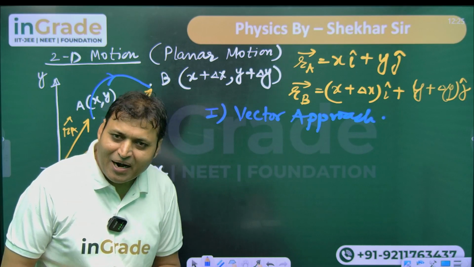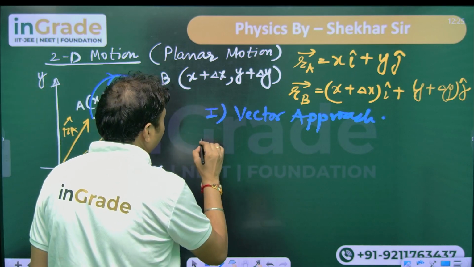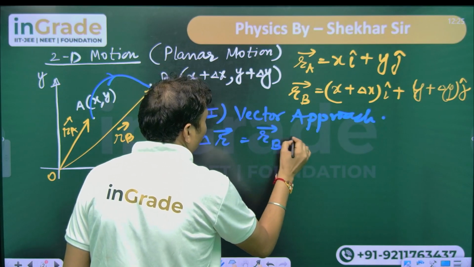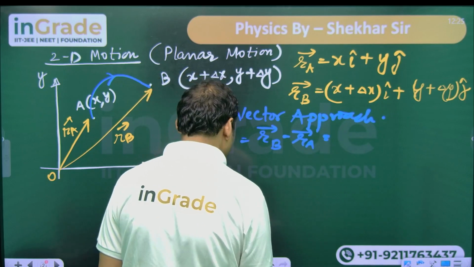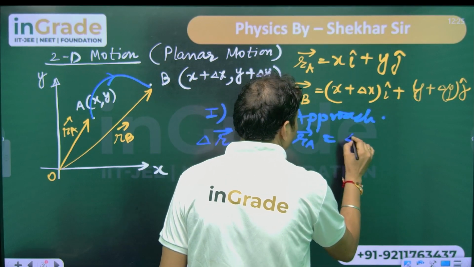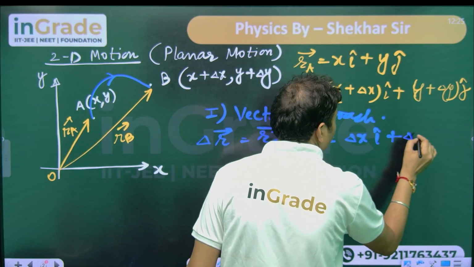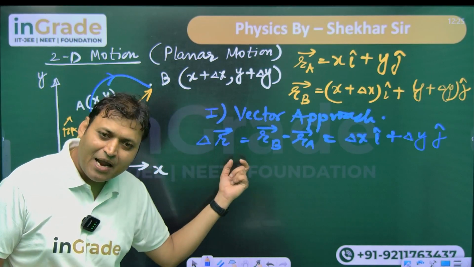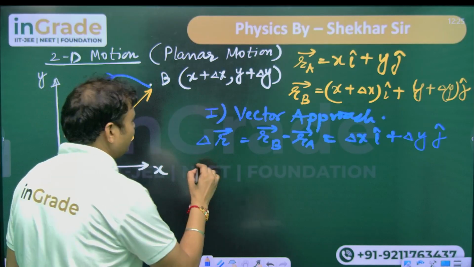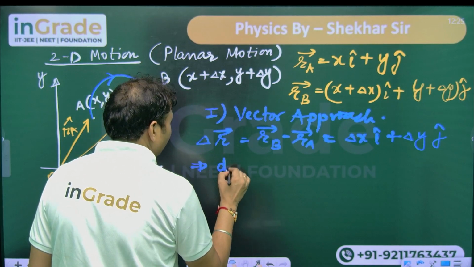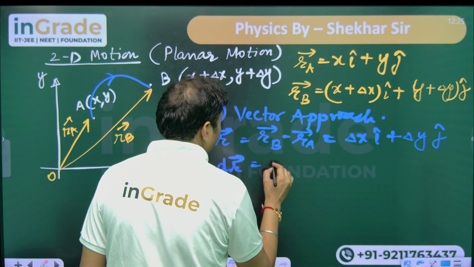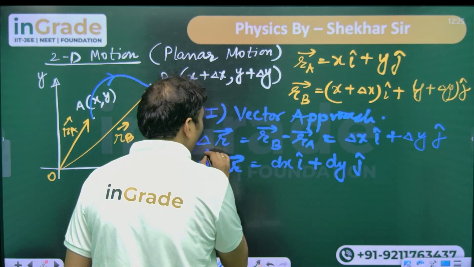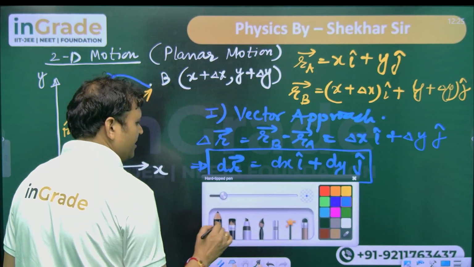The change in position of the particle is known as displacement. So we can say the change in position vector, that is RB minus RA, is the displacement vector, that is delta x i cap plus delta y j cap, isn't it? Or if we take the time to be infinitesimally small, then for a very, very small time we can say the change in position is equal to dx i cap plus dy j cap. This is called the displacement vector. All right.